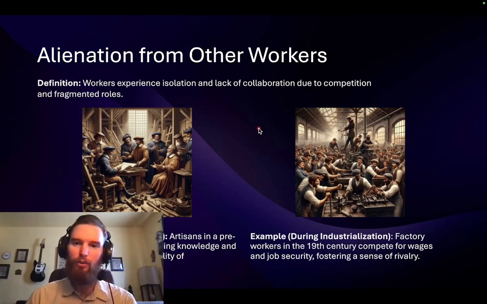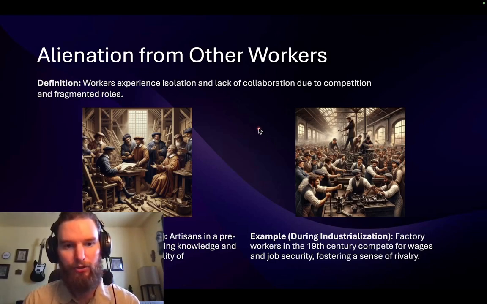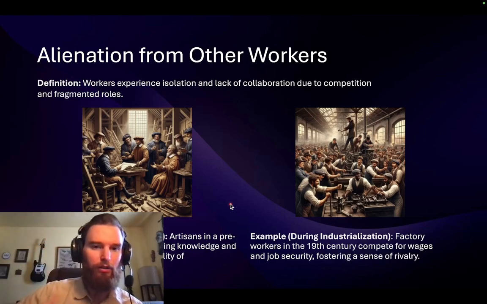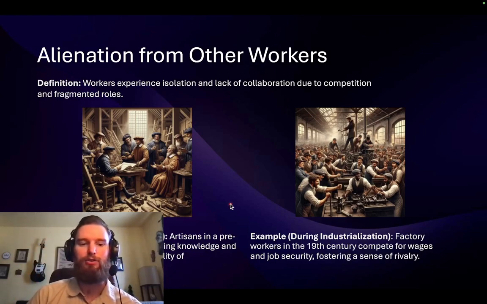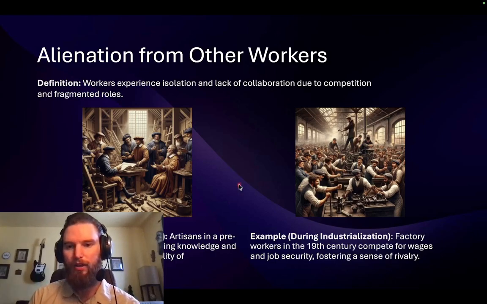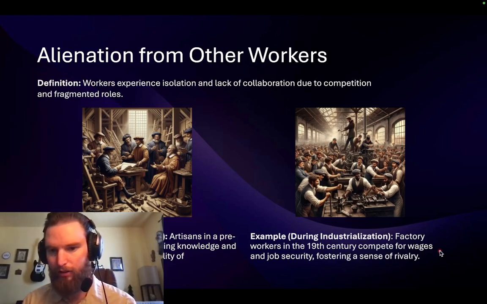And then alienation from other workers. So workers experience isolation and lack of collaboration due to competition and fragmented roles. So in a pre-industrialized society, potentially, artisans in a pre-industrial guild could collaborate, share knowledge and skills to enhance the overall quality of craftsmanship. Whereas with the onset of industrialization, factory workers then started competing with one another for wages, for job security, creating a sense of rivalry, right?